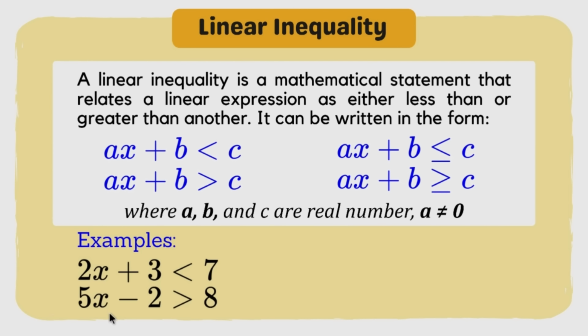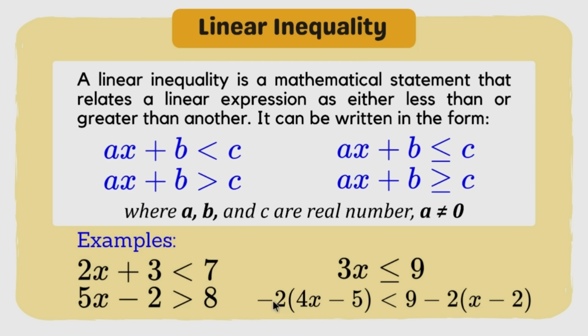Okay, next we have 5x minus 2 is greater than 8. So a is equal to 5, b is equal to negative 2, and c is equal to 8. Another example, we have here 3x is less than or equal to 9. So asan po yung a natin? It's 3. Asan po yung b? Wala po tayong b dito, so meaning it is 0. And then yung c natin is 9.